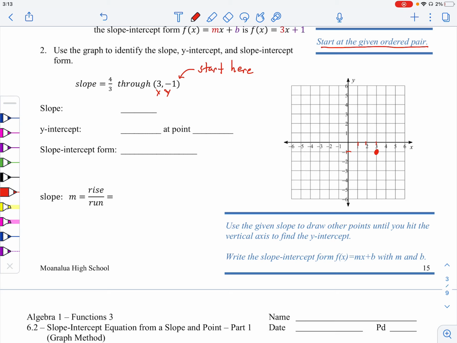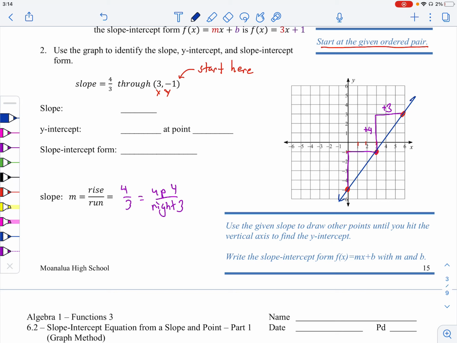Then we're going to use our slope, right? Use the given slope to draw other points to hit the vertical axis to find the y-intercept. So if our slope is 4/3, we're going up 4, right 3. So we're up 4, 1, 2, 3, 4, right 3. Make a point right there. Up 4, right 3, and we ran out of space. So we're going to make a pattern, go the other way. 3 here, 4 here. We'll make a point. And that's our linear line.